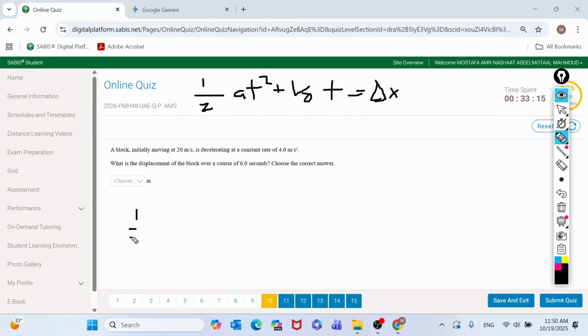So 1 over 2, it decelerates at 4 meters per second squared, so times negative 4, times t squared, so times 6 squared, plus v0t. v0 is 20, so plus 20 times 6. Put it on your calculator. 1 over 2 times negative 4 times 6 squared plus 20 times 6. It's going to equal 48.